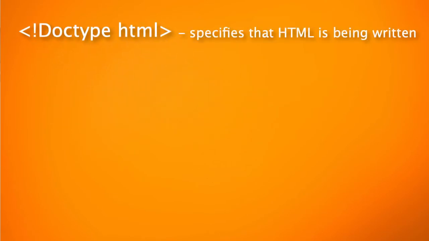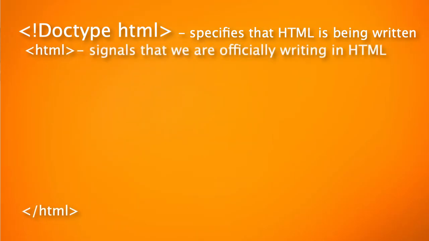Now that we know the basics of HTML, let's delve into the structure of an HTML web page and see what really happens behind the scenes. Each page comes with the doctype HTML tag, meaning the language being written is HTML. Next comes the HTML tag, which means that we are officially writing in HTML.